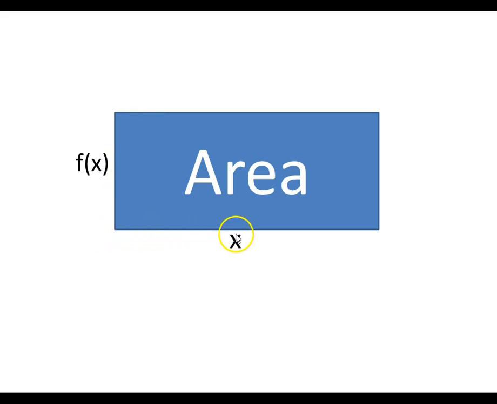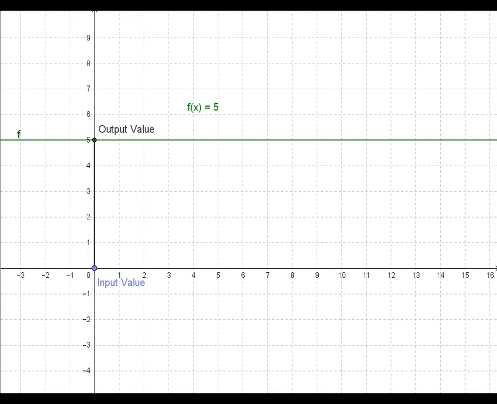And of course, in calculus, the width can change to different values. As the width changes to different values, the length might change. In this case of a rectangle, it doesn't. The green line is the function f of x equals 5, so it is a constant linear function.